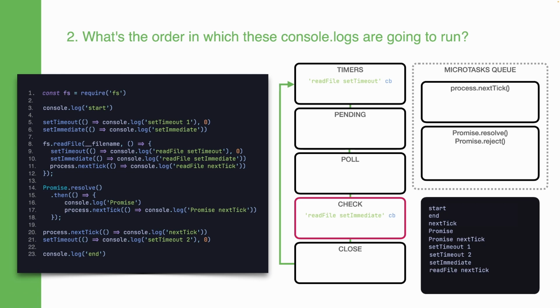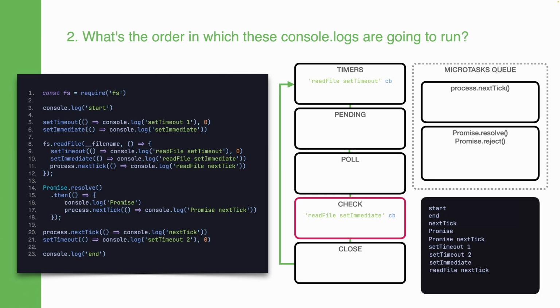There are only two remaining callbacks, set timeout and set immediate. Set immediate is intended to execute a script as soon as the current poll phase finishes. Set timeout schedules a script to run after a specified minimum delay in milliseconds has passed. The execution order of those timers can vary depending on the context in which they are invoked. If both are called from the main module, the timing will be influenced by the performance of the process, which can be affected by other applications running on the system.